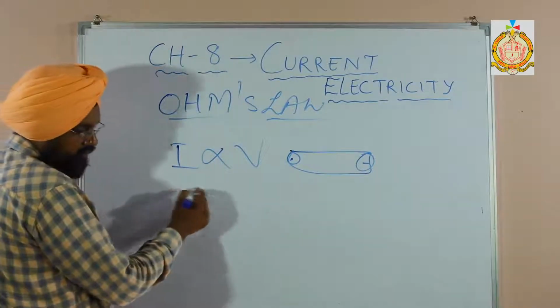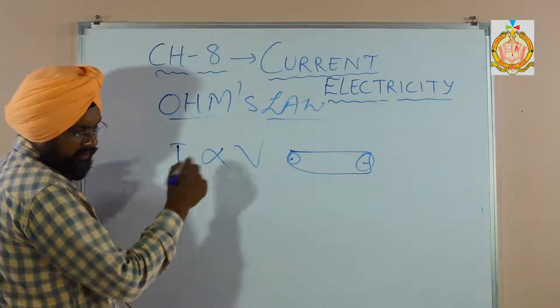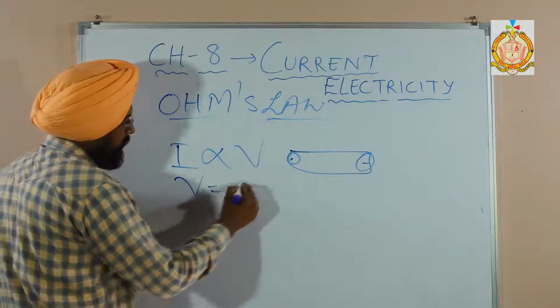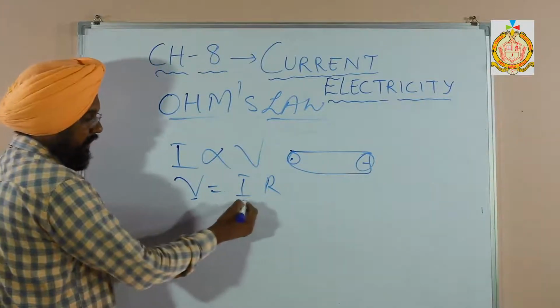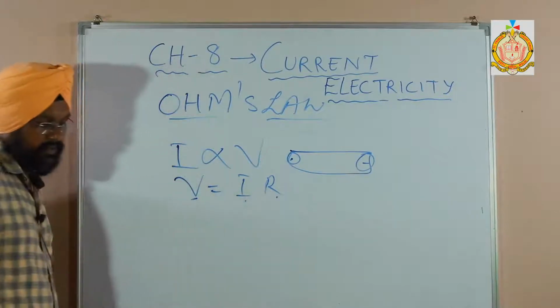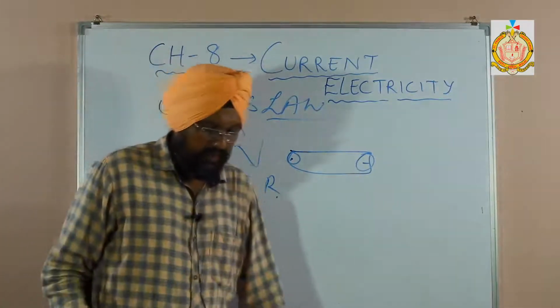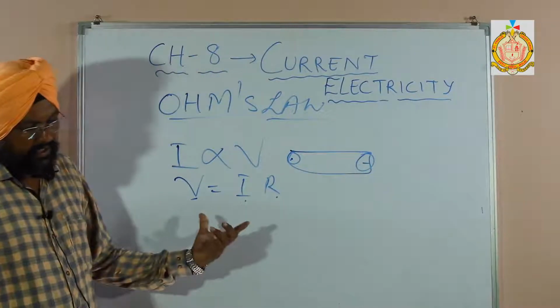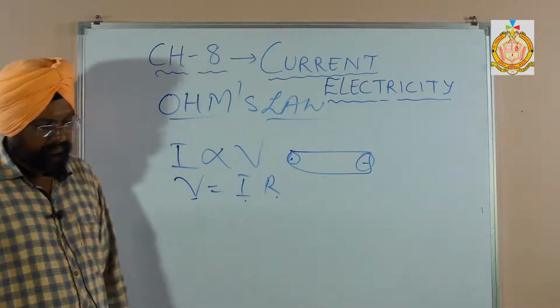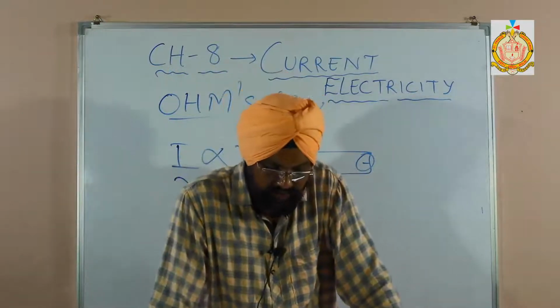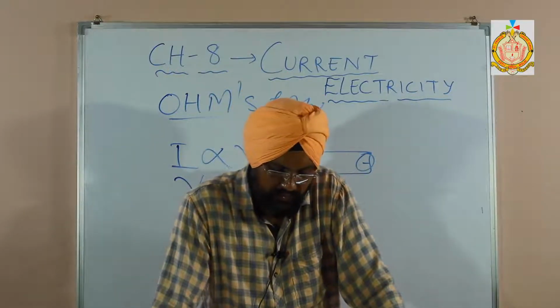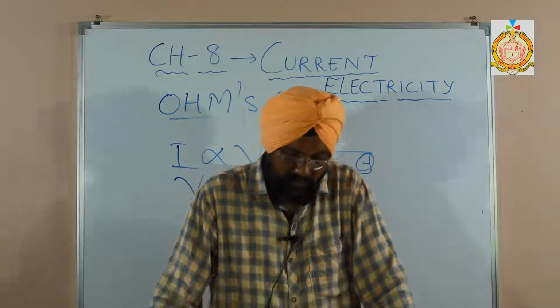So we know that in resistance V is equal to I into R. What is V? Potential difference. I is current, into resistance. So V is equal to IR. Here the resistance R is constant at a given temperature. So the resistance of a conductor is numerically equal to the potential difference applied across the ends for the flow of unit current through it.